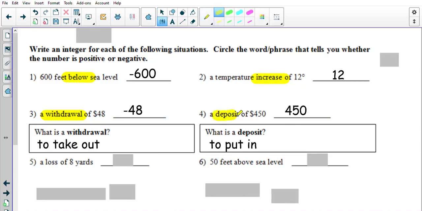And if you look at a bank statement, whether it's online or a printed version, if you're taking money out, it's going to show up as a negative value. If you're putting money in, it's going to show up as a positive value.